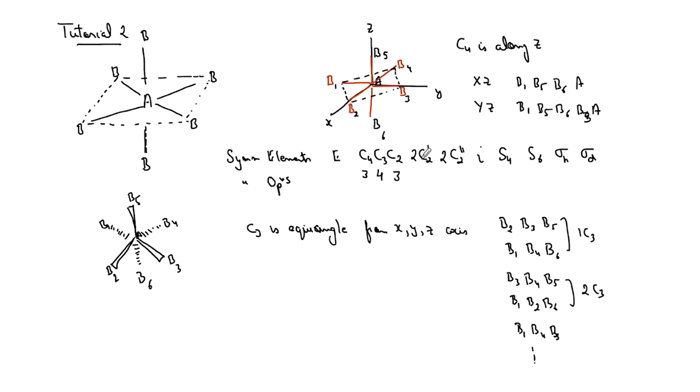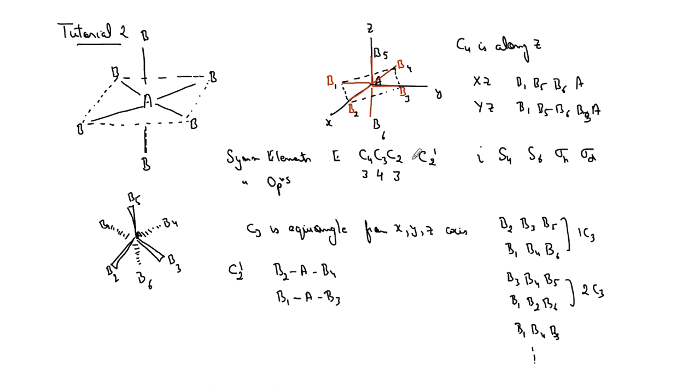Okay, about C2 primes. So C2 prime will be along the X axis and along the Y axis, if we are considering the flipping of B5 and B6. Okay. So you can say that one of the C2 primes is along B2 A B4. The second is B1 A B3. Then there would also be another one. No, this is the C2 prime which we are talking about, right? So no, I think there is some mistake. This would be altogether six C2 primes.